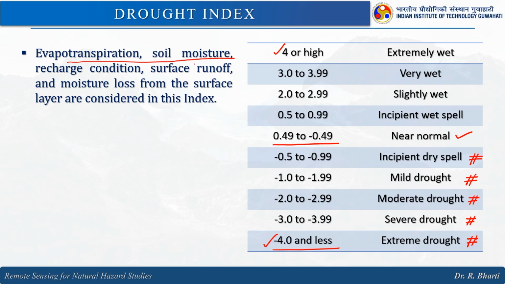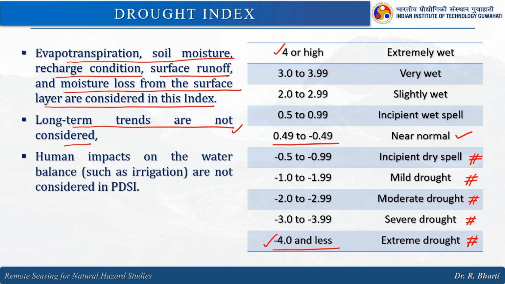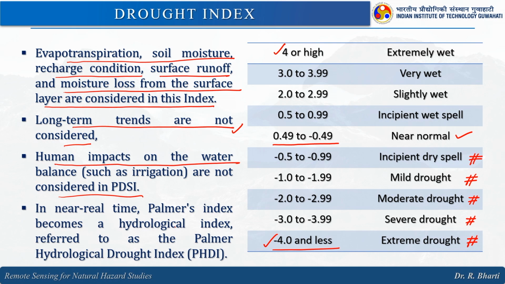Evapotranspiration, soil moisture, recharge condition, surface runoff and moisture loss from the surface layer are considered in this particular index. Long term trends are not considered. Remember, this is the limitation. Human impacts on the water balance are not considered in PDSI, because we are following the water balance equation. In near real time, Palmer's index becomes a hydrological index referred to as the Palmer Hydrological Drought Index, PHDI.